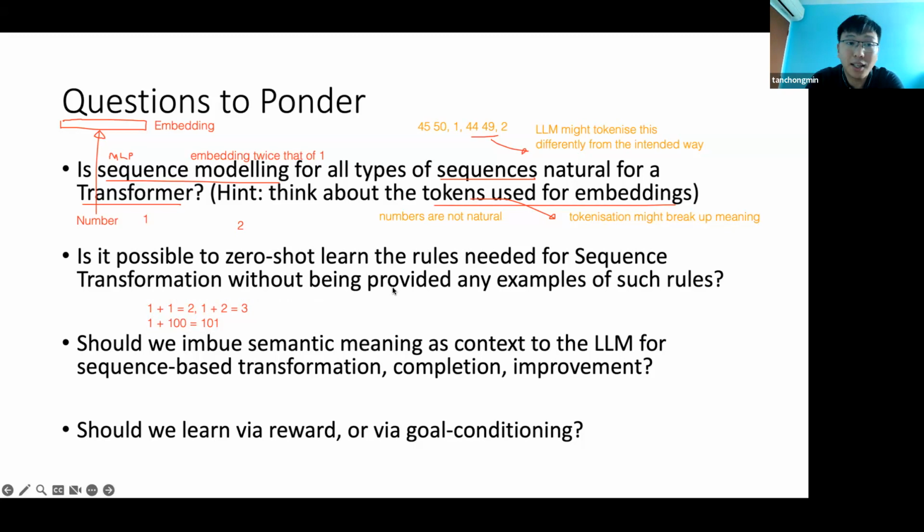You need to represent the magnitude of the number somehow in the embedding space. If not, you cannot do math. Or you cannot do math out of distribution. You always have to be in distribution.